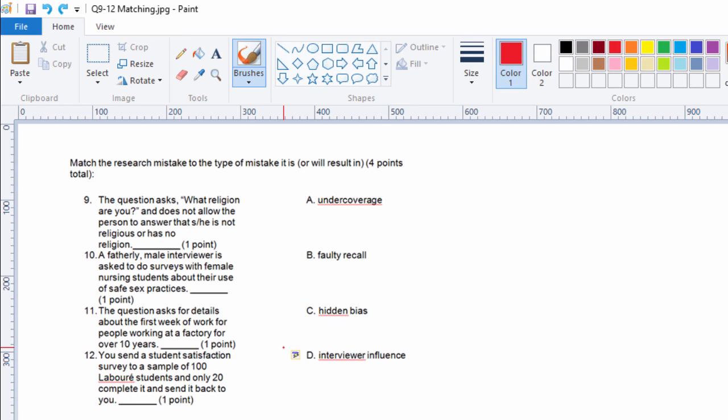Okay, the next question, question 11, the question asks for details about the first week of work for people working at a factory for over 10 years. So do you remember your first day of work from over 10 years ago? We're talking about remembering, faulty recall.